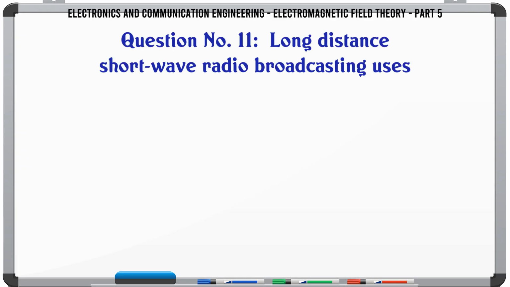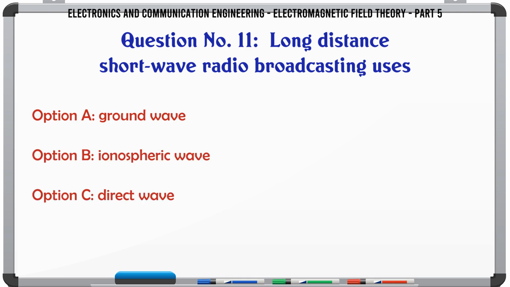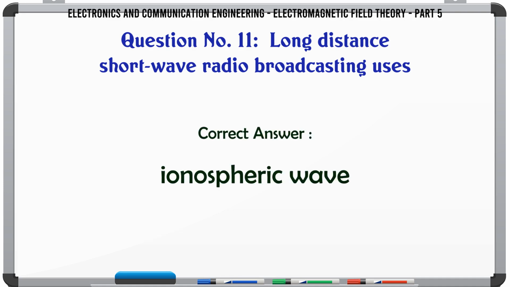Long distance short wave radio broadcasting uses A. ground wave. B. ionospheric wave. C. direct wave. D. any of the above. The correct answer is ionospheric wave.